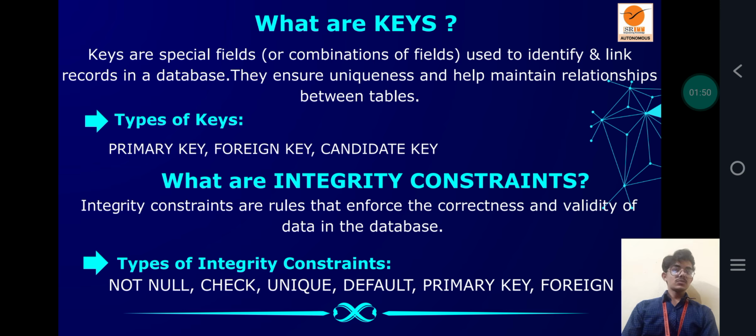And let's discuss integrity constraints. Integrity constraints are rules that enforce the correctness and validity of data in a database. Simply, integrity constraints are rules that ensure that data is accurate and meaningful. This is the general definition. The types of integrity constraints are not null, check, unique, default, primary key, foreign key. Let's discuss one by one.